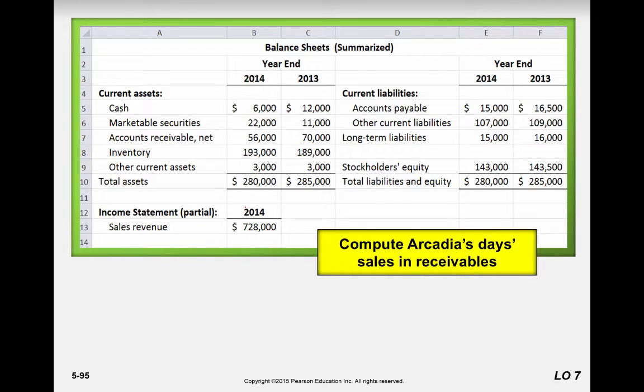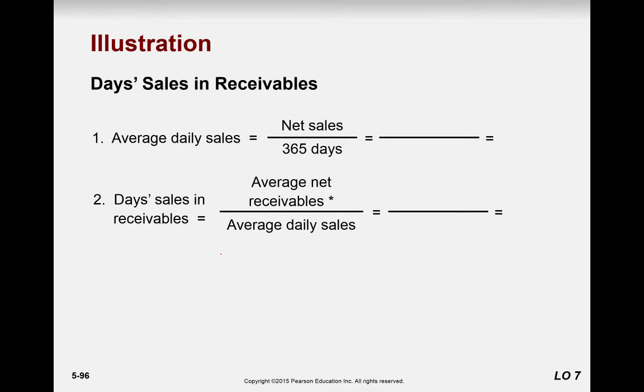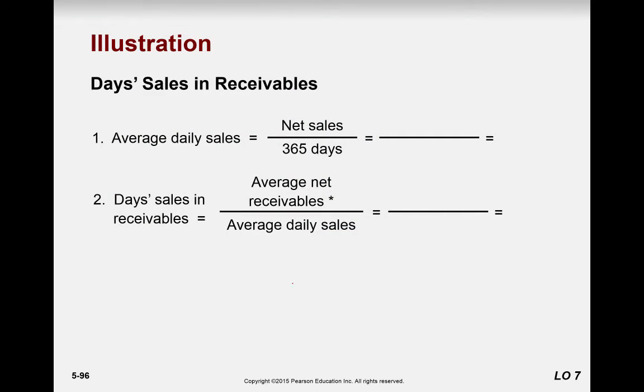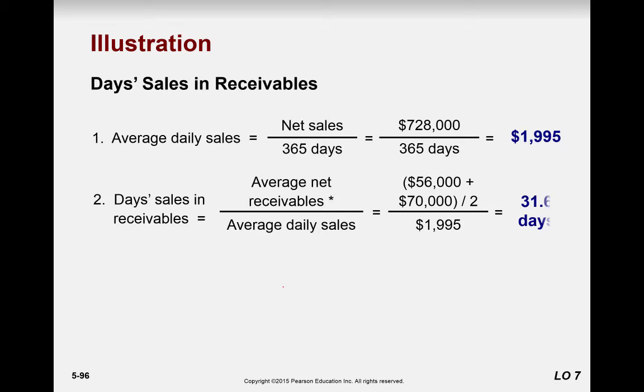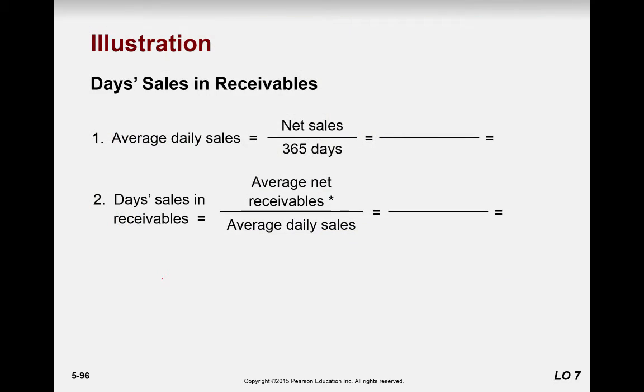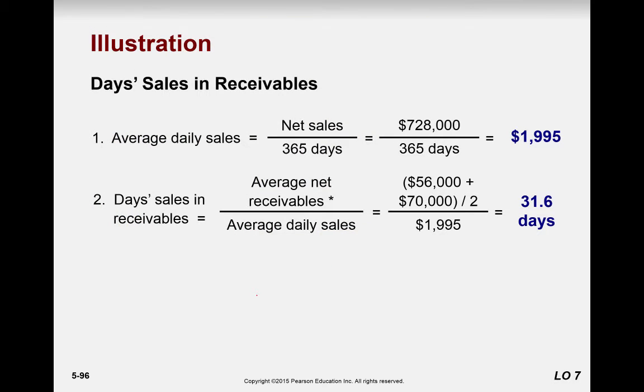Now, if we move to days sales in receivables, we'd have our net sales and then our 365. And if we come back here, we see our net sales right here of the 728. So that gives us that amount. And then for your average net receivables, we want to get that balance. So let's just go back one second and we see our beginning balance and our ending balance, 56,000 and 70,000. And then that's what we're adding here and dividing by 2.